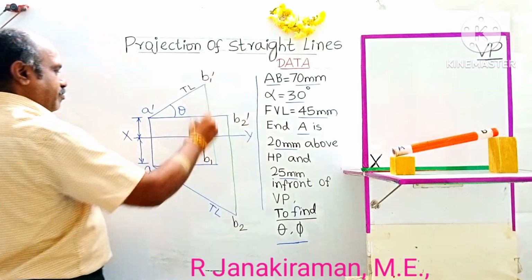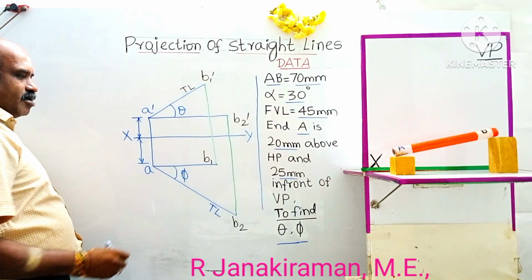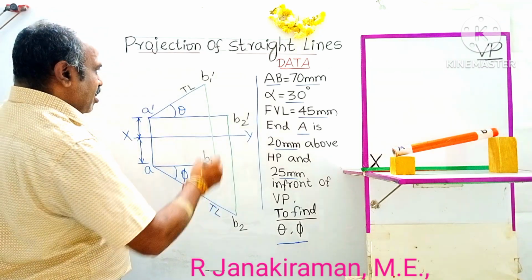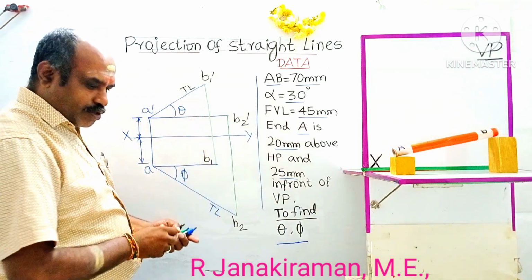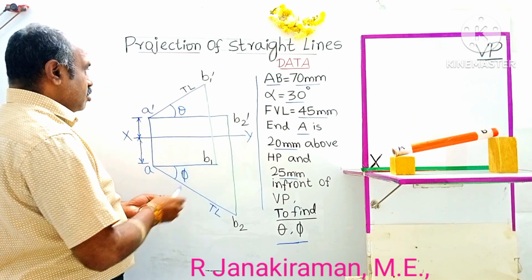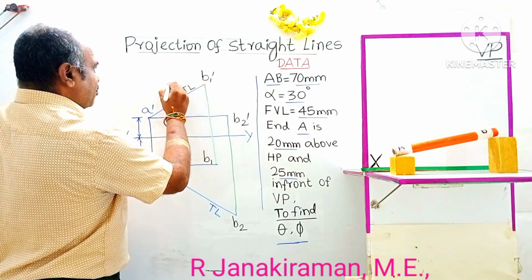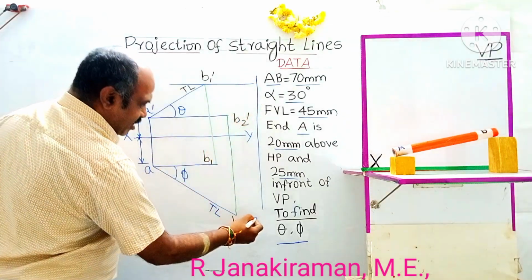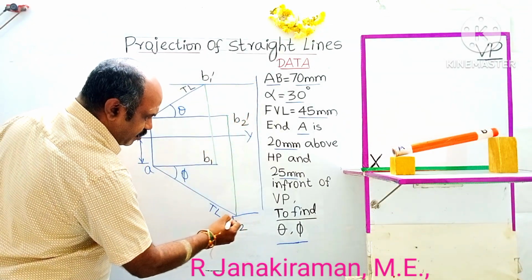B2, B2 dash, B1, B1 dash. Okay, corresponding, these are the usual notations followed. Then we draw a locus line passing through B1 dash, a horizontal locus line. Similarly, another locus line passing through B2.